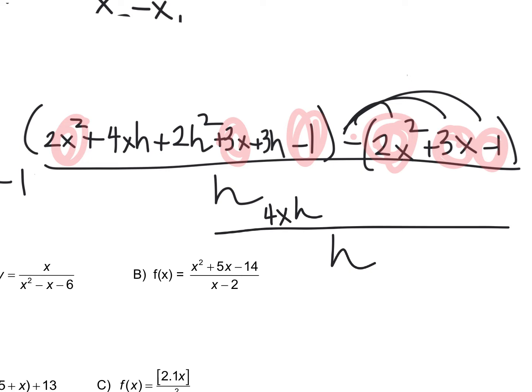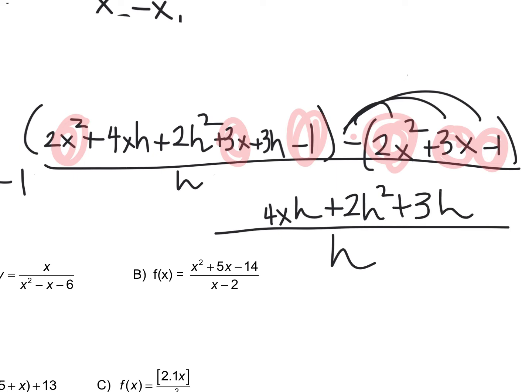I'm going to erase this and try to. Here we go. Let's make it a little smaller and out of the way of this next line. I'm getting some glitches here. Here we go. Okay, 4xh plus 2h squared plus 3h.